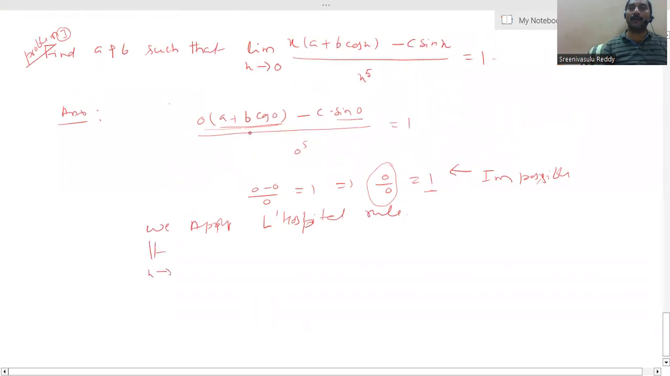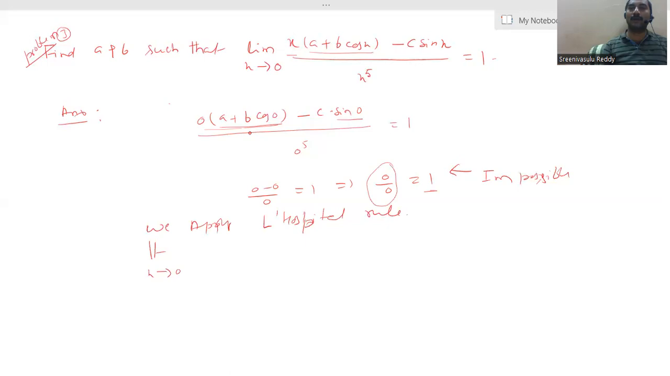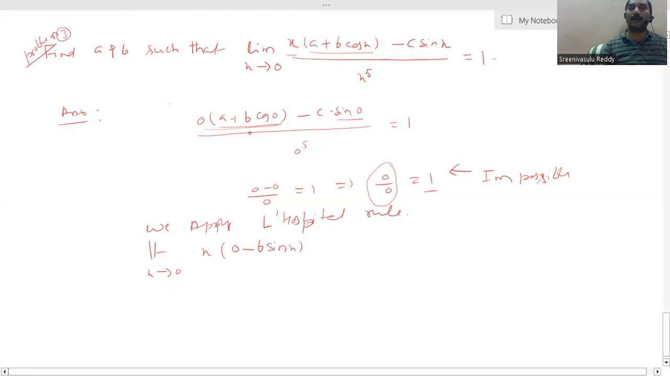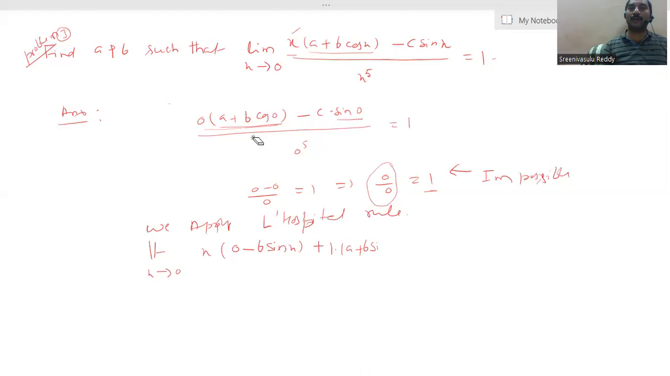Thus the given limit equals, by the UV rule, the derivative of the first function into the second function, plus the first function into the derivative of the second function. The derivative of a is 0, and the derivative of b cos x is minus b sin x. So on the right hand side we get 0 minus b sin x, plus the derivative of the first function, x, which is 1, into the second function taken as it is, a plus b cos x.